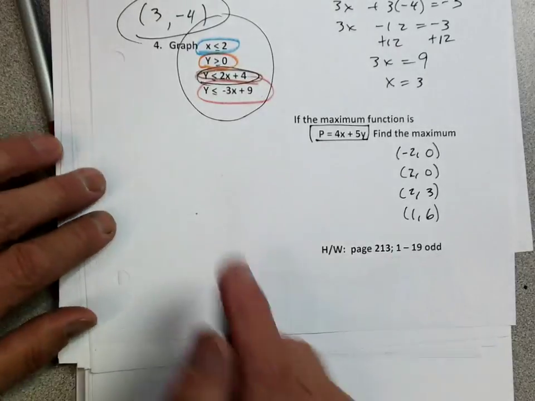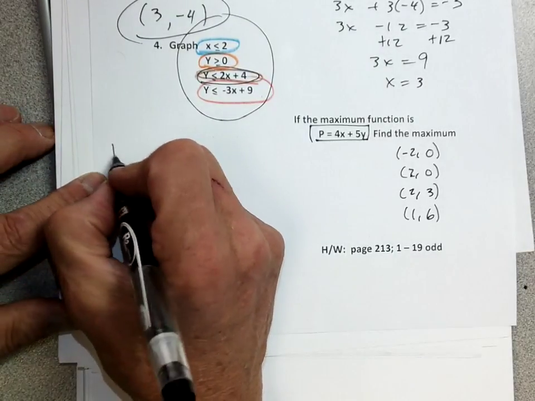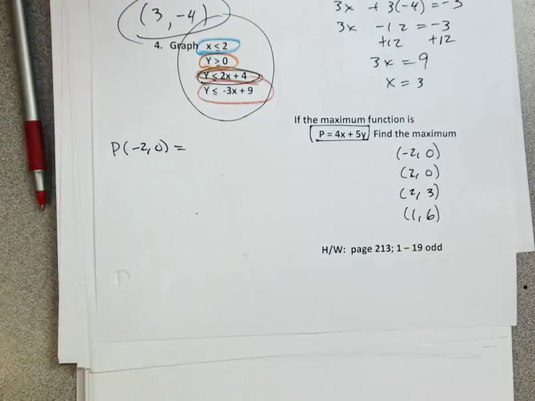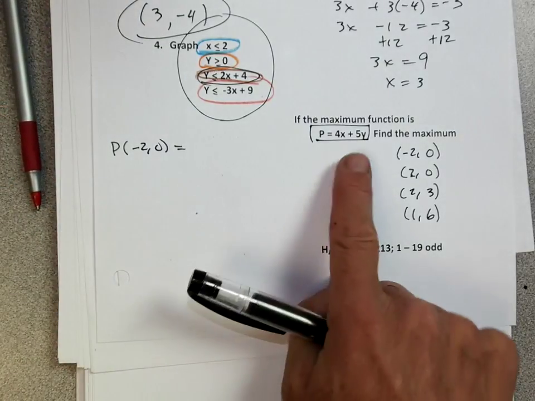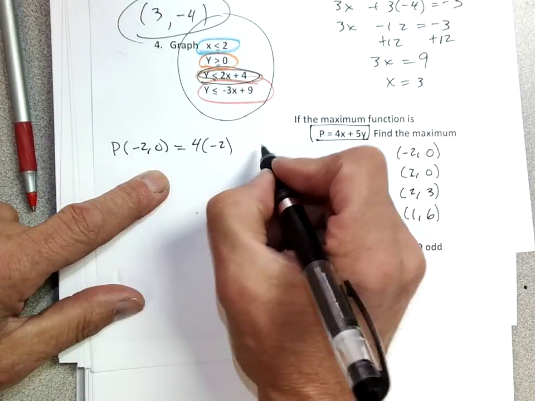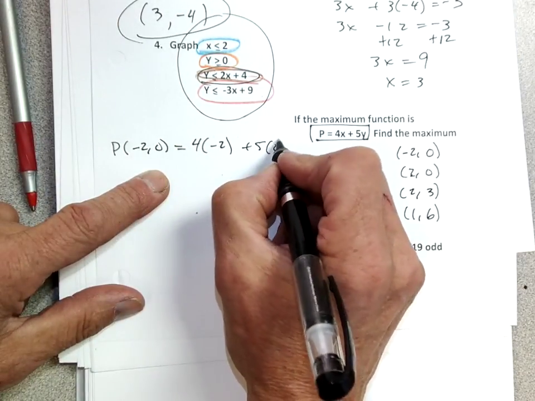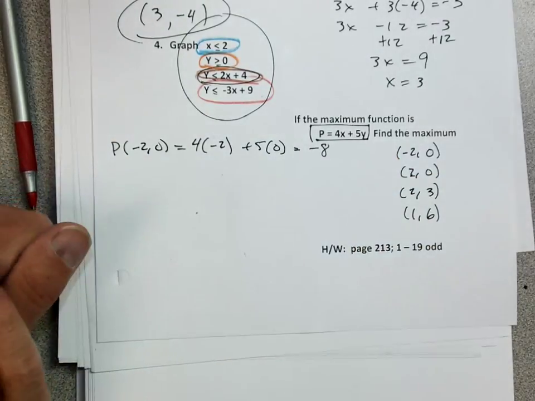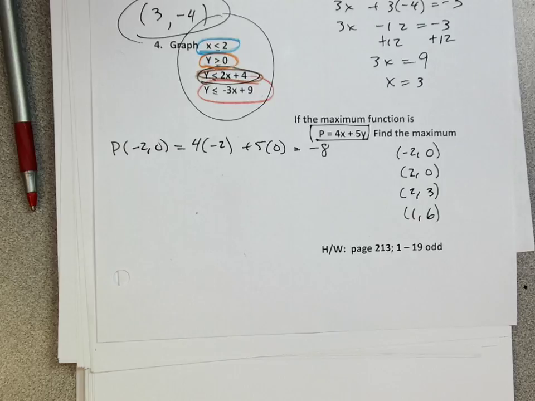So, I'm going to go, first of all, P of -2, 0, which means I'm going to plug in -2, and I'll plug in 0 into my profit equation. So I'll have a 4 times a -2 plus a 5 times a 0. Now that answer is -8. That's not a very good profit. It's a bad profit, I would say, huh?